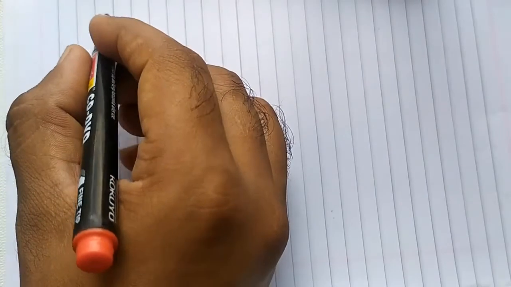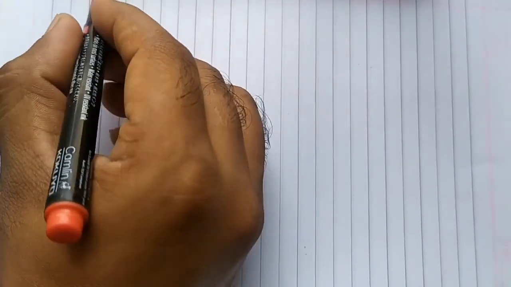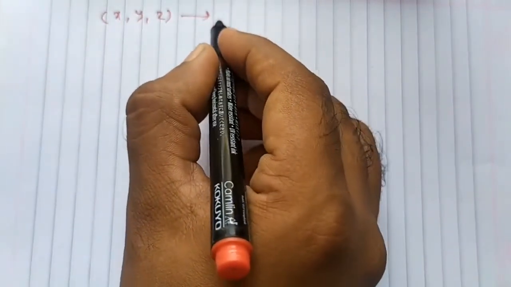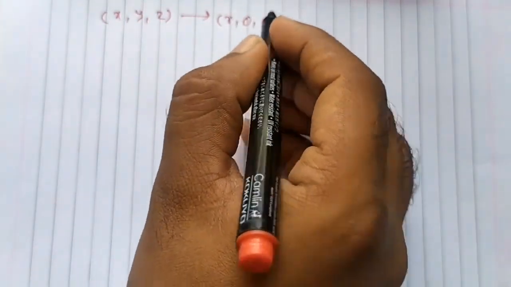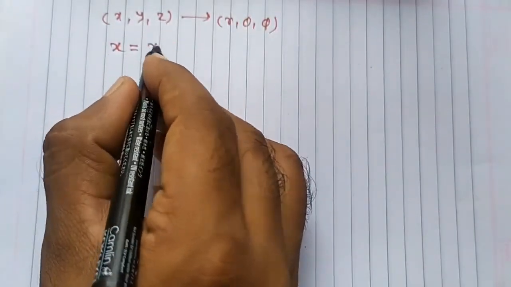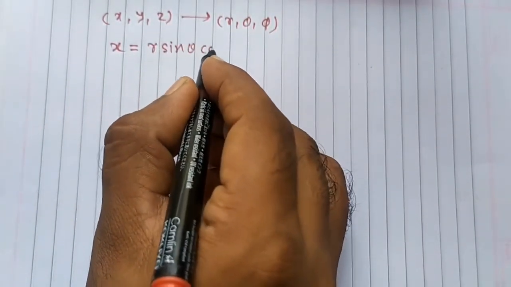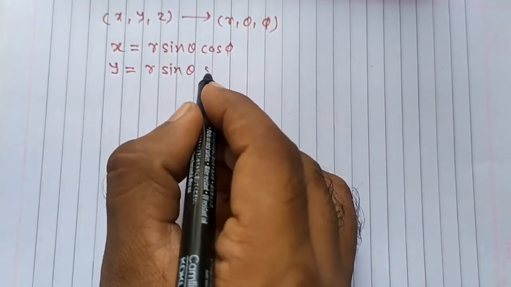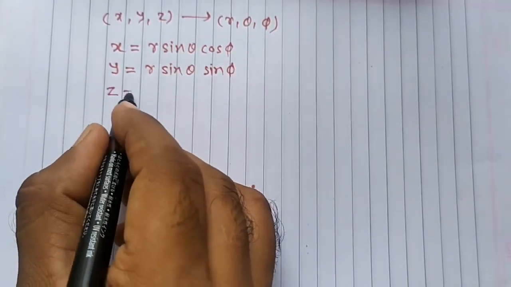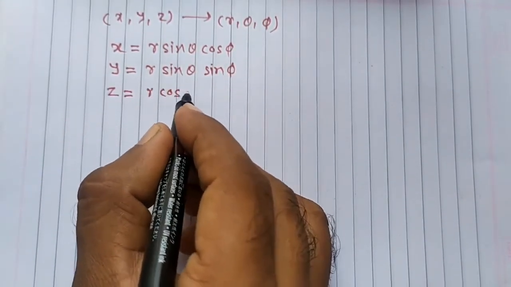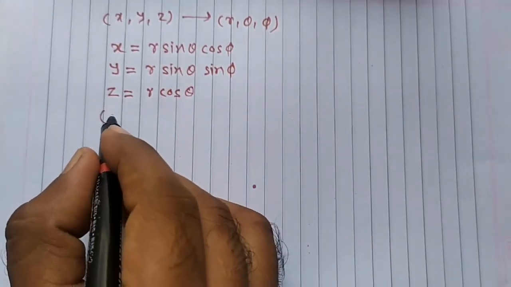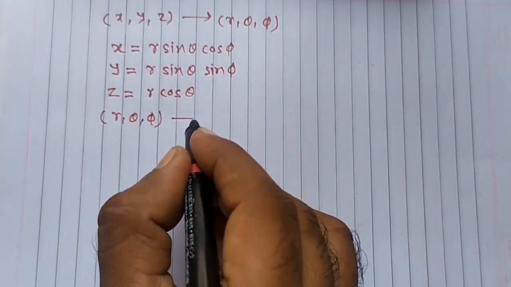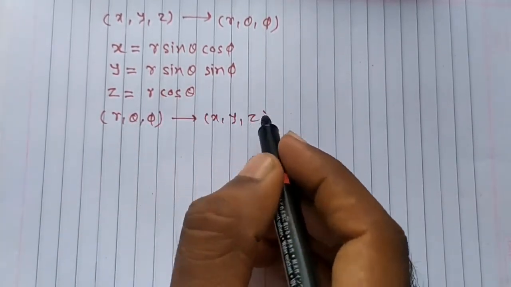We obtained the relationship between x, y, z coordinates and r, theta, phi coordinates. So x was r sine theta cos phi, y was r sine theta sin phi, and z was r cos theta. Now we are interested in obtaining the relationship between r, theta, phi to x, y, z.